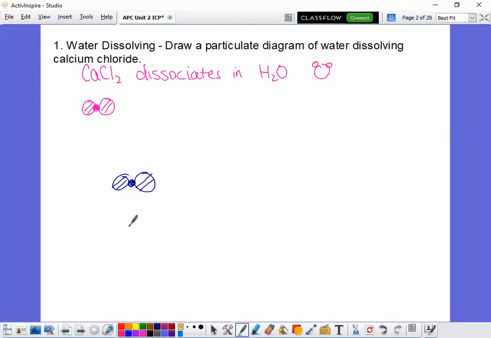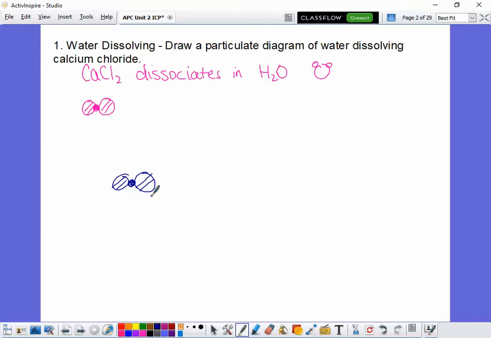So how can we describe water? It's a polar covalent substance. There's a partially positive end and a partially negative end. And so those water molecules are going to arrange themselves around the calcium chloride in a way that you have negative and positive interacting. Which part of my water is going to be partially positive? The hydrogens. So the water molecules are going to orient themselves so that the hydrogens are closer to which ion? The chlorides, and then the oxygen in the water will be closer to the calcium.